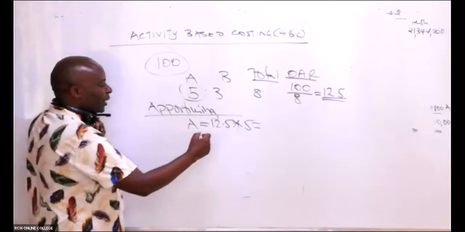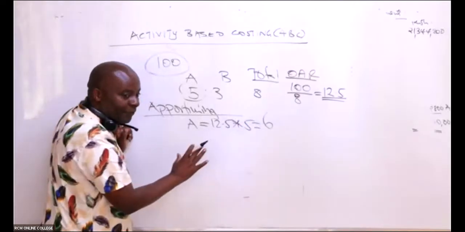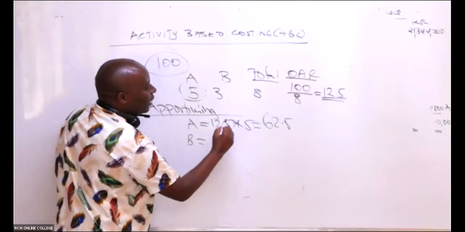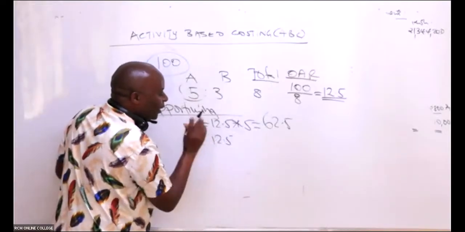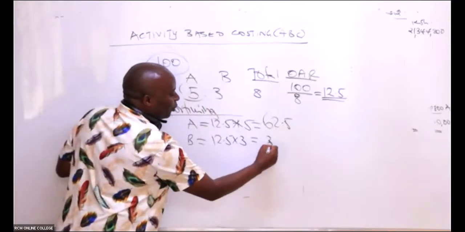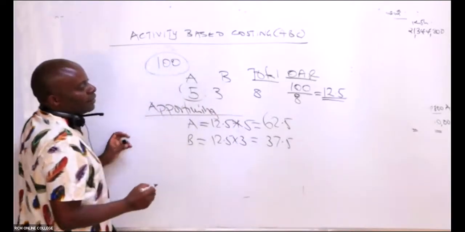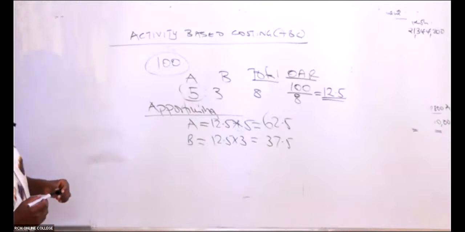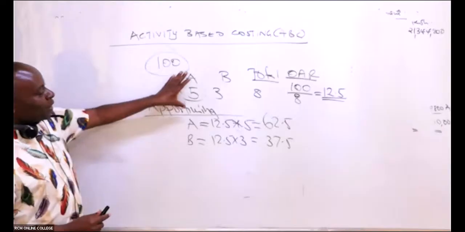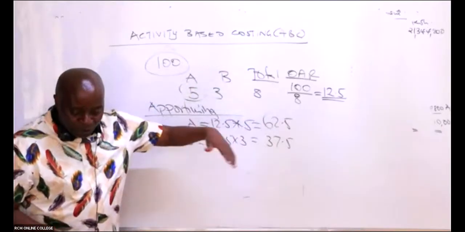Per activity unit, A will be consuming 12.5 and he has 5 units. Will this give me the 62.5 you gave me? And then B, it will be the OAR times his units, times 3. And we shall get 37.5. That introduces us to what we call activity-based costing, and we shall be using this simple approach throughout.